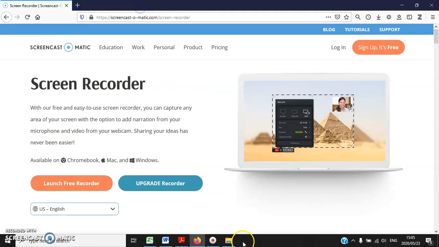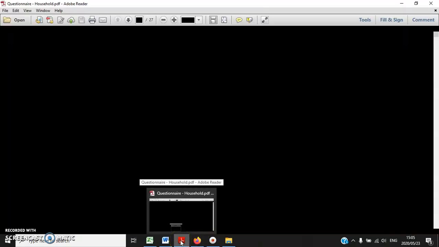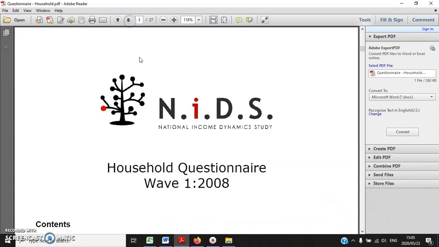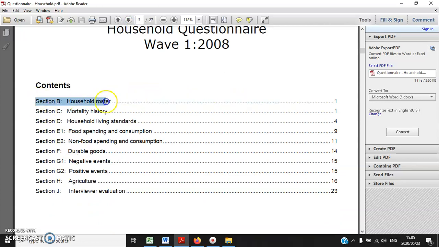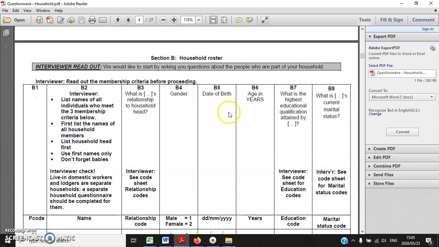Okay, and then we can go to the questionnaire. There are 4 questionnaires. So let's start with the household questionnaire. Strictly speaking, Section B, the household roster, provides you with person level information, because everyone in the household can answer the questions in Section B.